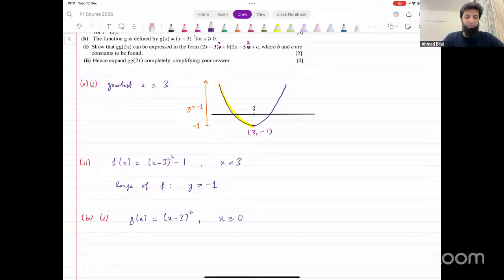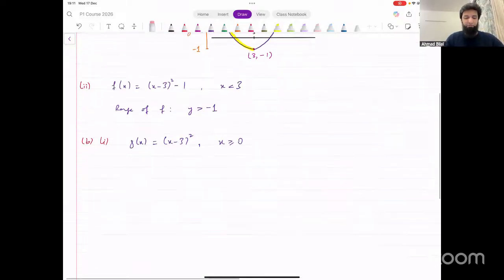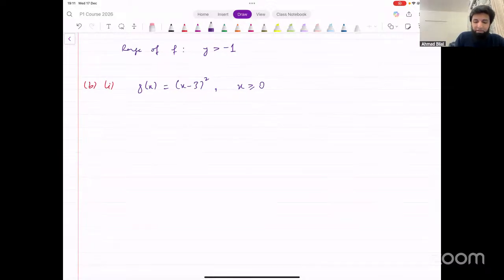Now, given this, they want us to show that g of 2x can be expressed in this form, where b and c are constants to be found. Let's try this. G of 2x, that's what we need to figure out. Let me write that down here. G of 2x, that's what you want to figure out.